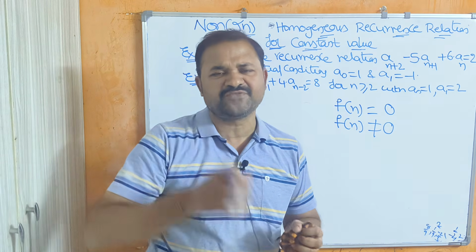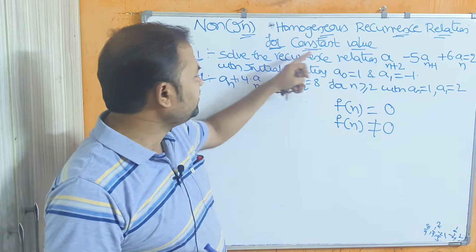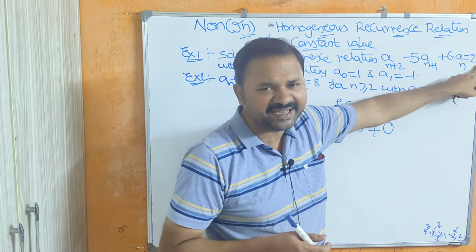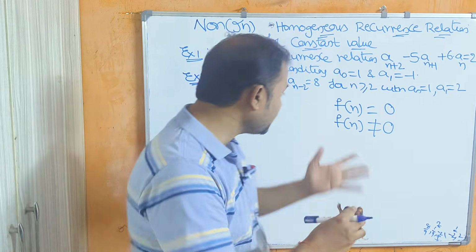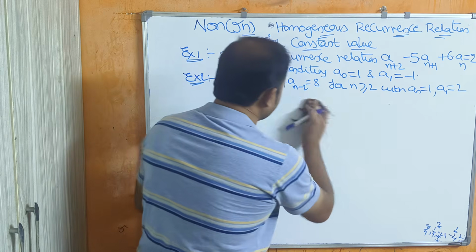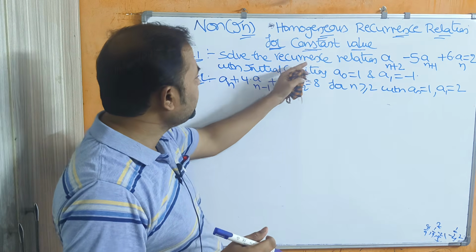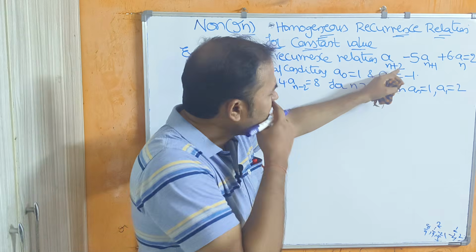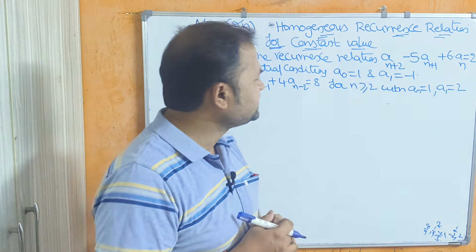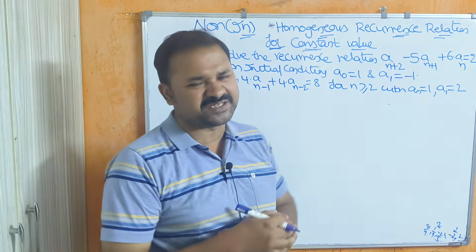In this video we are focusing on non-homogeneous recurrence relation for constant value. That means the right hand side contains a constant, a number. Let us solve two examples based on this model. First example, solve the recurrence relation a(n+2) minus 5 a(n+1) plus 6 a(n) equal to 2. Here the order is not specified.